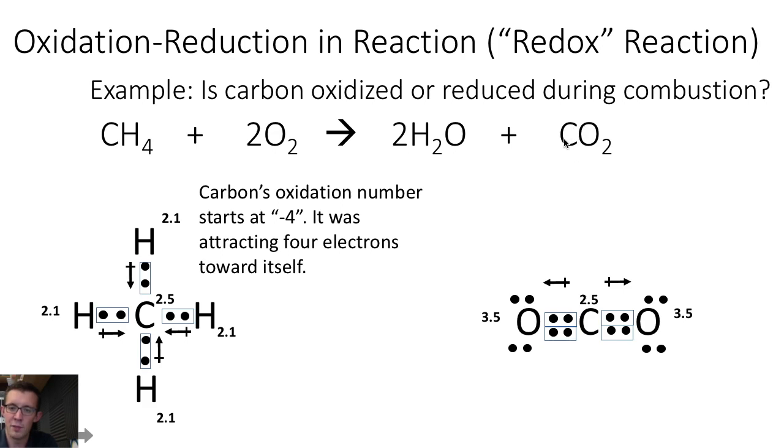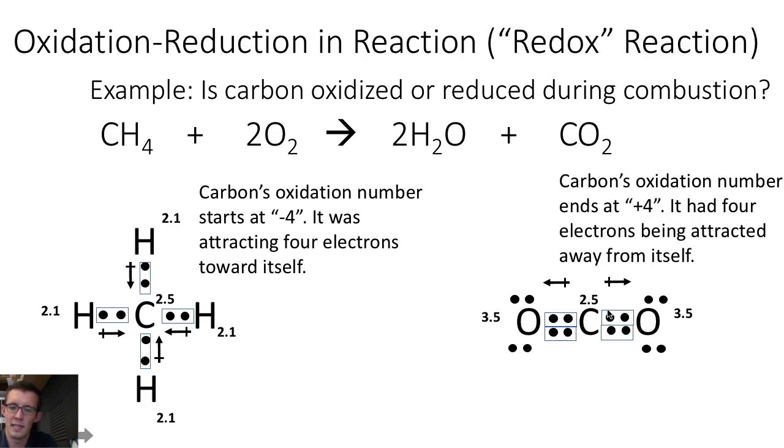Meanwhile, carbon after it has gone through combustion, you'll notice that it's no longer bonded with hydrogens, it's now bonded with oxygens, and these oxygens are attracting carbon's electrons away from carbon. And so carbon's oxidation number now is +4 because its 4 electrons are being attracted away from it.